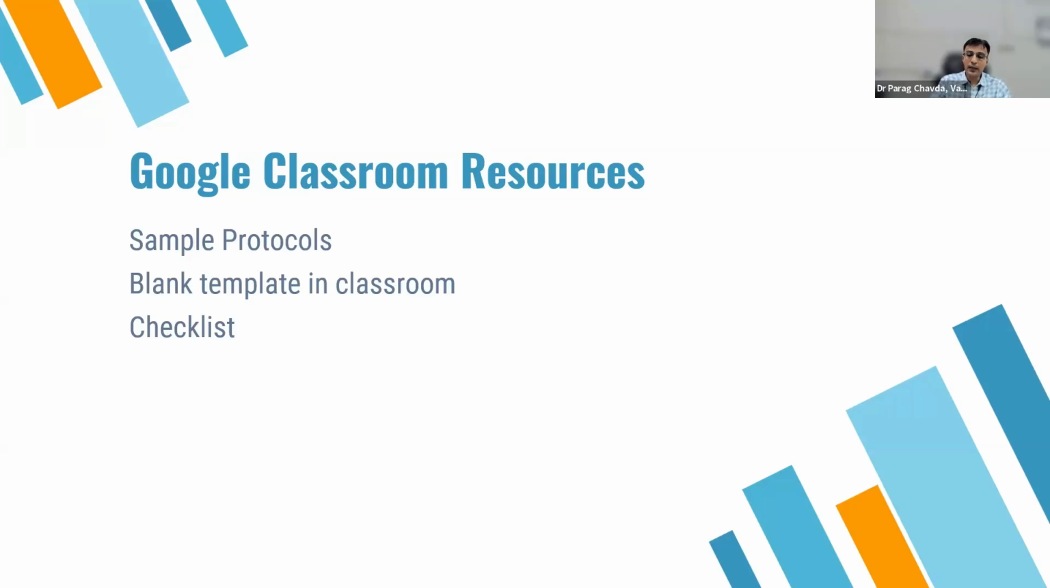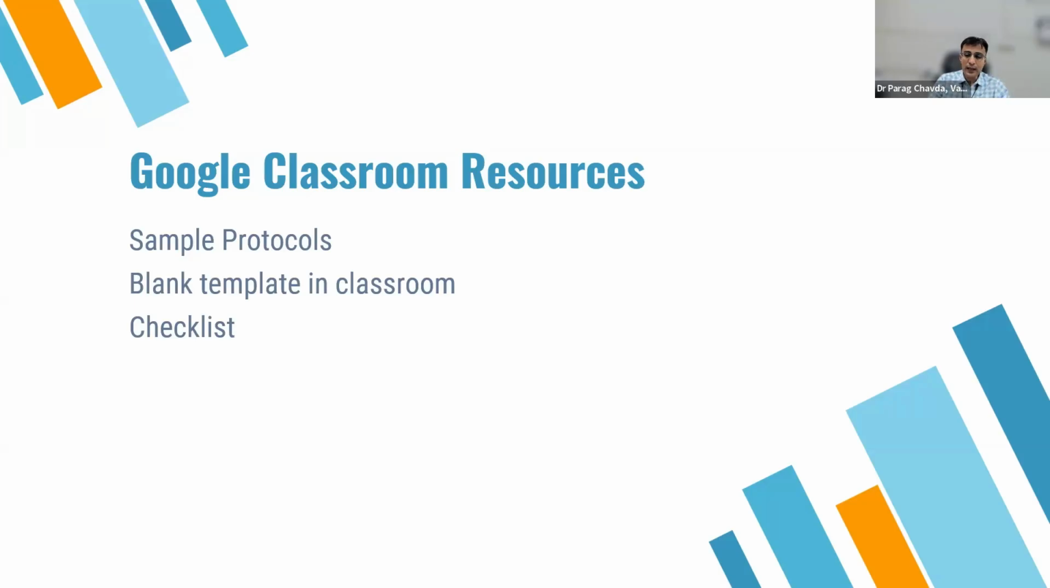There is also a blank template in the Google Classroom provided, which is a Microsoft Word document. We keep on updating the blank document. So as we update, we'll notify on WhatsApp and Google Classroom as well. We have also uploaded a checklist. So the checklist gives a few checklist points or indicators. Once you are done with writing one particular part of the protocol, you can revisit the protocol, keeping in mind the questions which are there in the checklist.